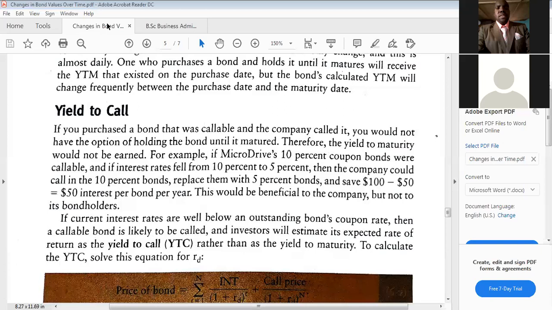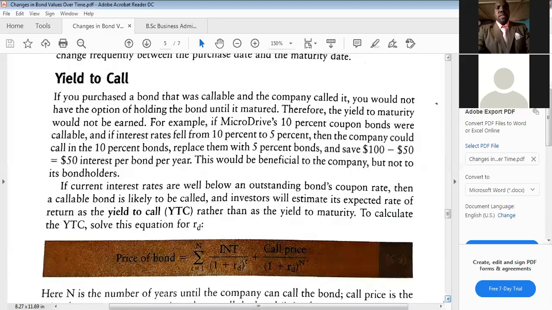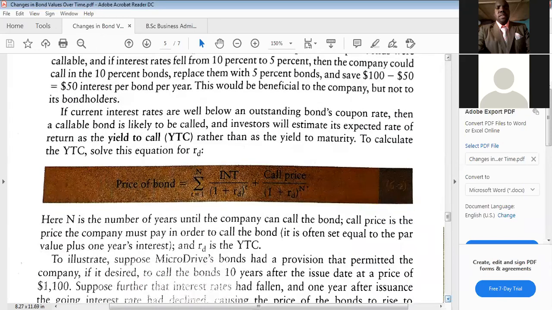If current interest rates are well below an outstanding bond's coupon rate, then a callable bond is likely to be called, and investors will estimate its expected rate of return as the yield to call, rather than as the yield to maturity. To calculate yield to call, solve this equation for RD. So you are basically trying to find RD in this case.